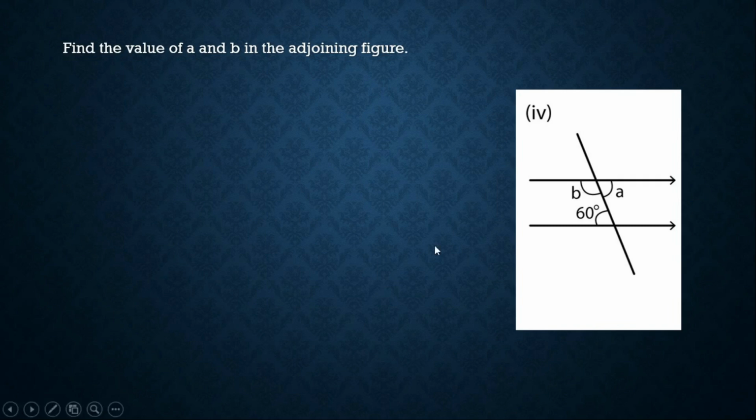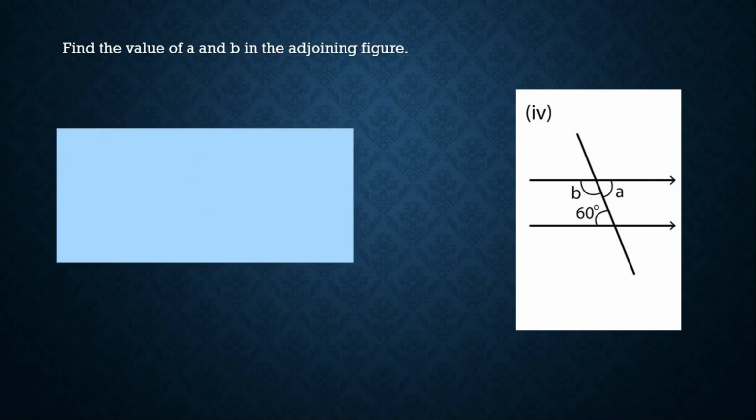Yes, we will take the linearity property. Now we can take the linearity property because they are forming supplementary angles, right? We can take these supplementary angles here, or we can take the linearity property: total 180 degrees minus this 60 degrees, or we can take the supplementary angles, that is angle B plus angle 60 equal to 180 degrees. Now let us see the solution.